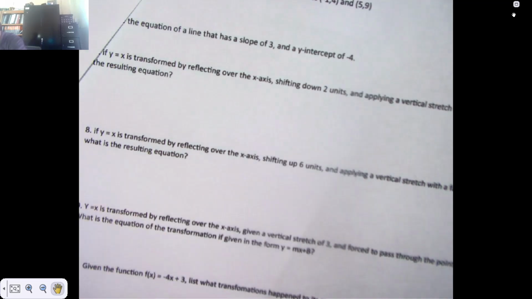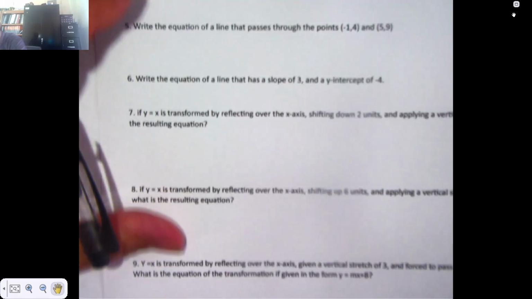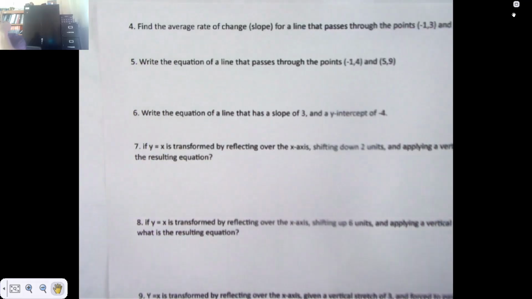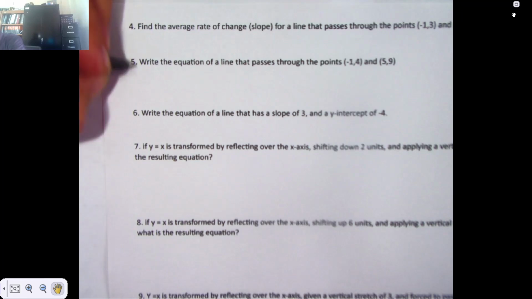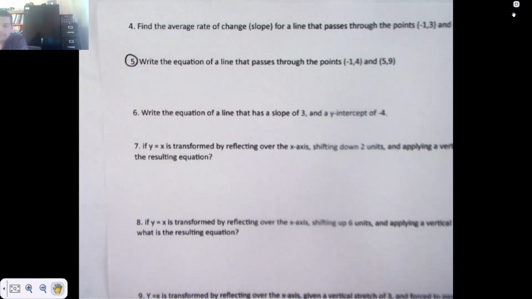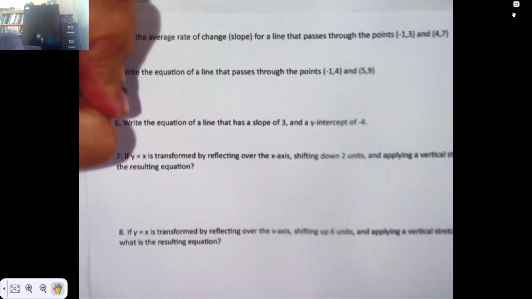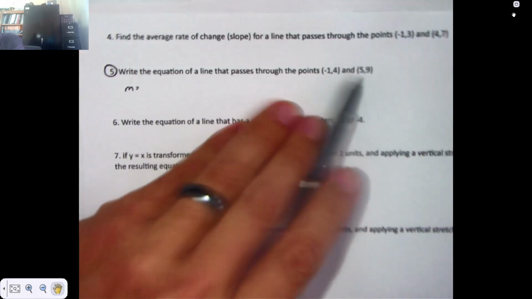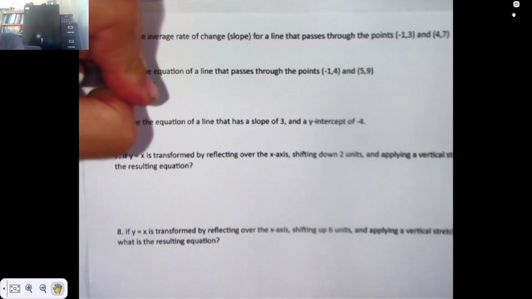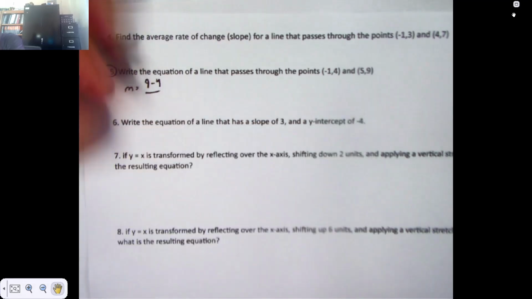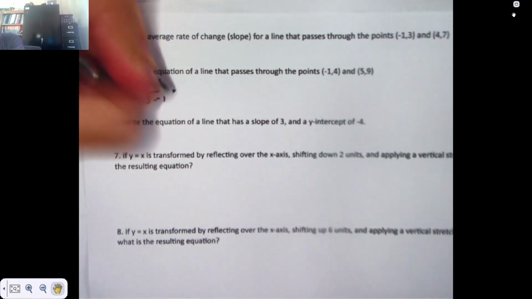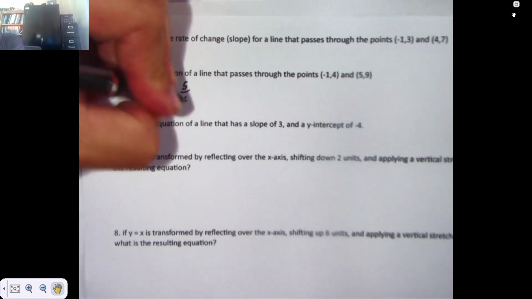All right, back page. Some of these are like really easy. I'm not going to do those. I guess I'll do 5, because 5 is moderately difficult. We're going to find the slope. 9 minus 4 over 5 minus a negative 1. That's going to give us 5/6.